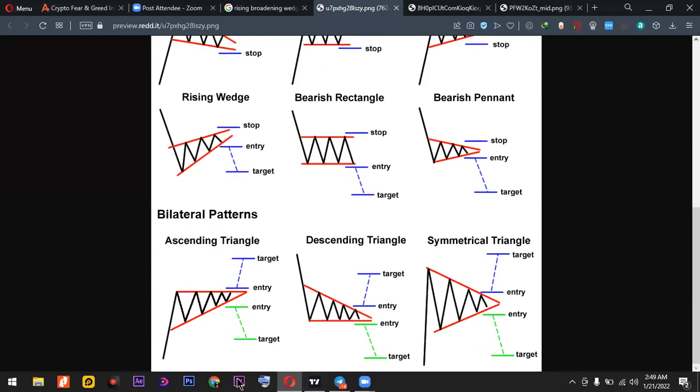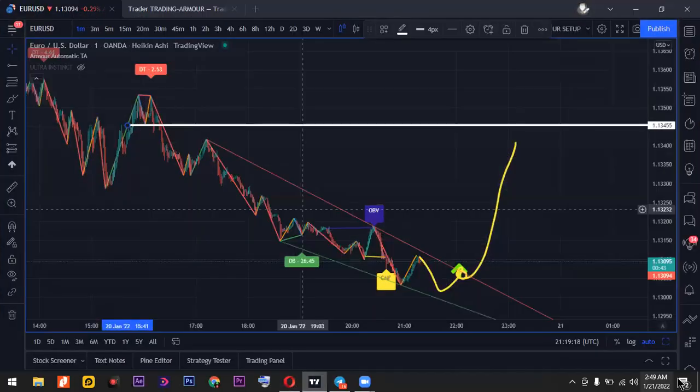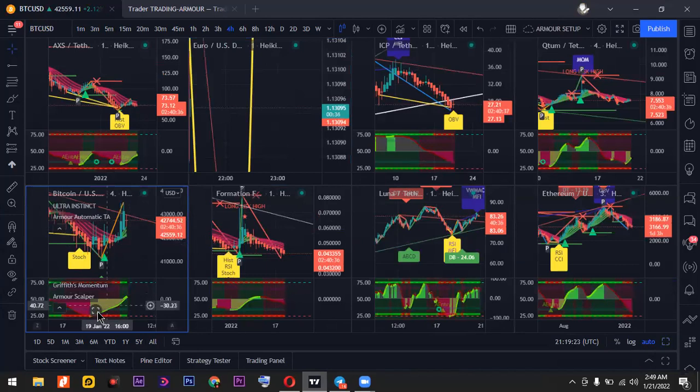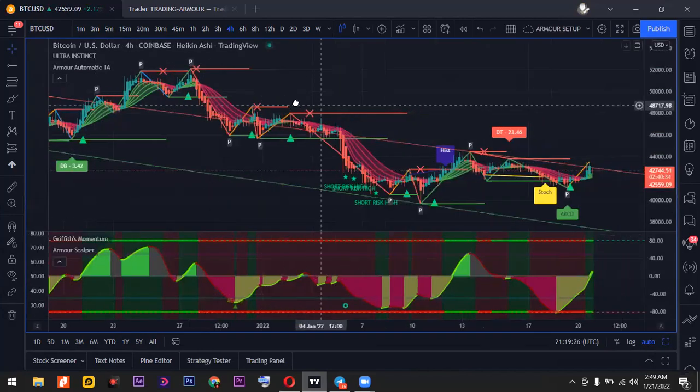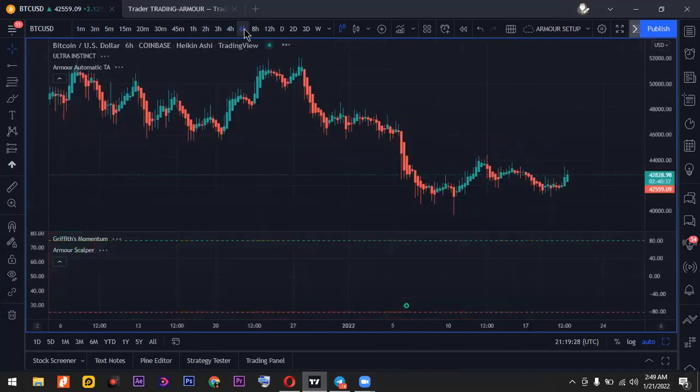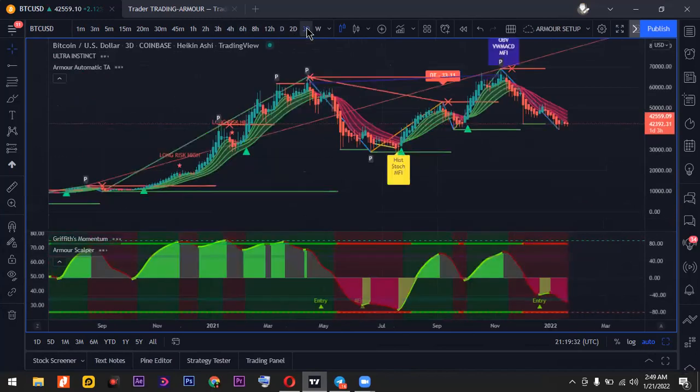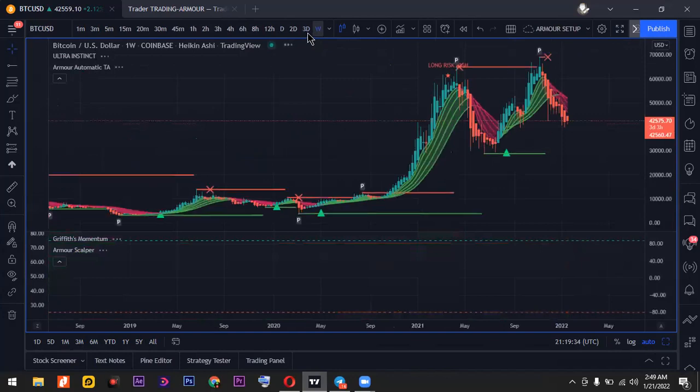And what else? Here's a symmetrical triangle. Let's find a triangle. Let's find another chart. Maybe in Bitcoin. Six hours, 1 day, 1 week.